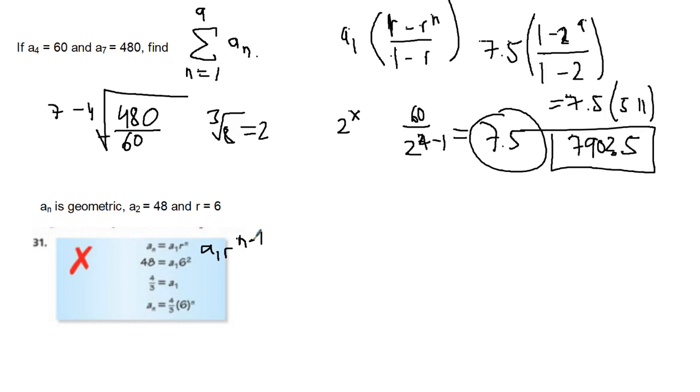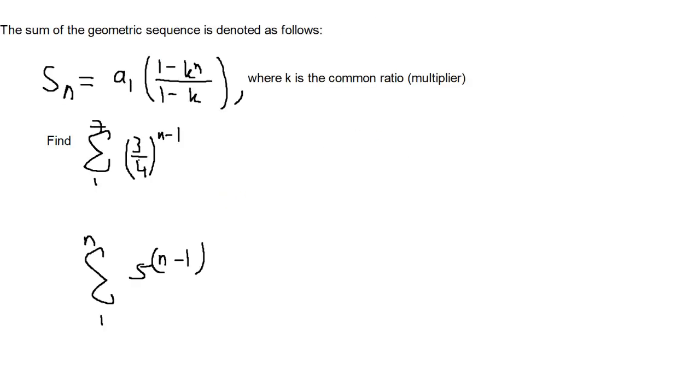Therefore, when you multiply it one time, it becomes 12. When you multiply it 2 times, it becomes 24. So you have to use the n minus 1 formula, not the n formula. Unless it tells you a sub n equals a sub 0, then you will use r to the n, right? So yeah, this is exactly what I just told you.